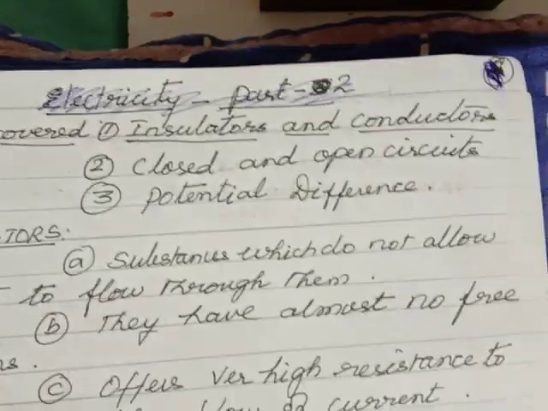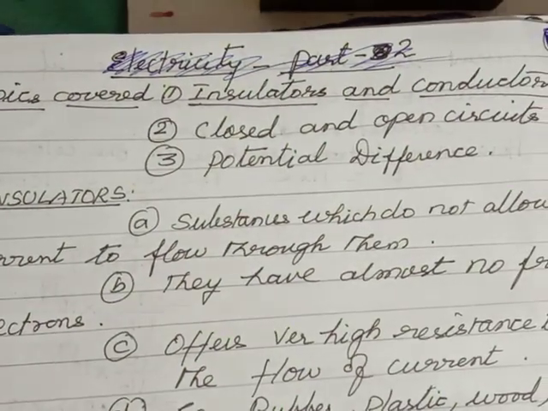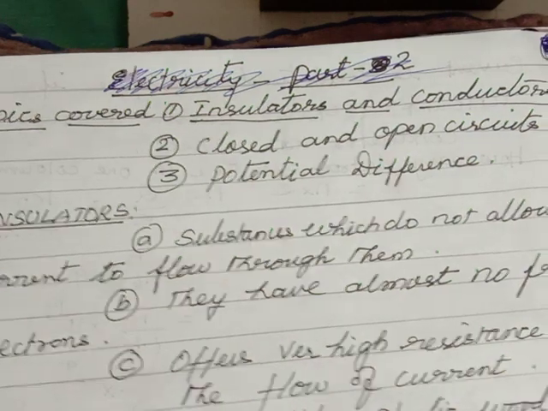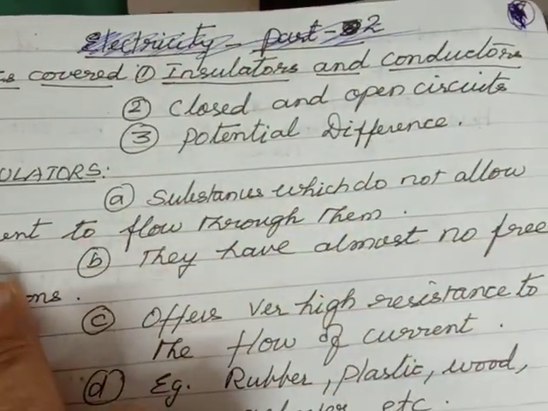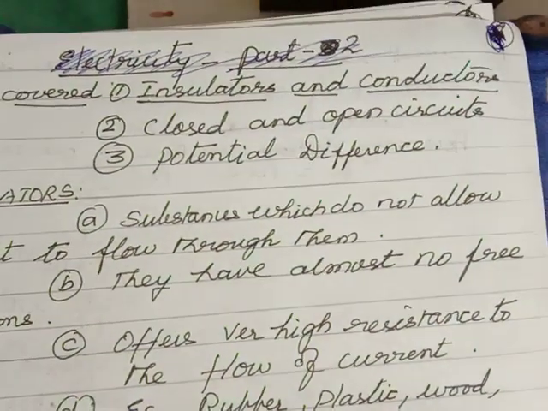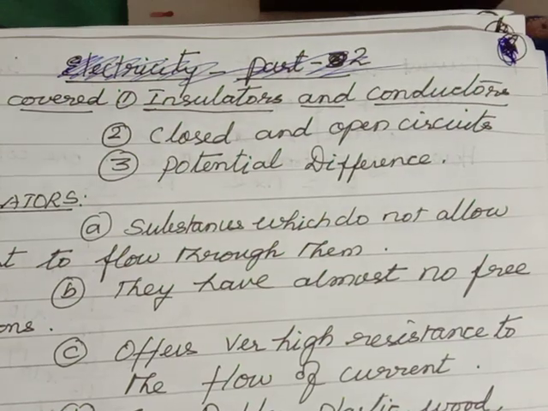Hope you would have learnt about insulators and conductors in your lower classes. So let us have a fast look. What are insulators and conductors? Substances which do not allow current to flow through them are called as insulators. They have almost no free electrons.